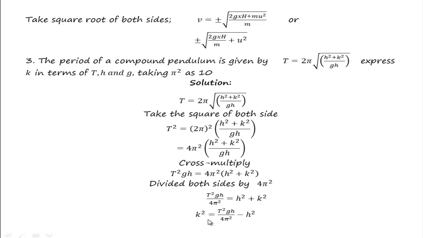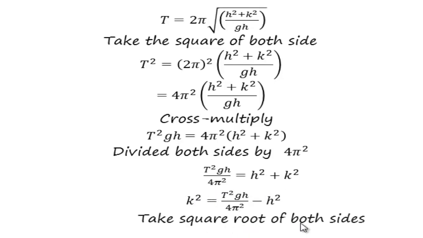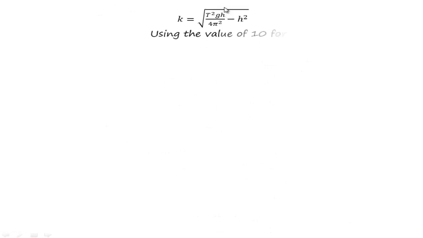In other words, with k squared equals tgh divided by 4 pi squared, minus h, this h comes to make this place, to make this one. That's why it's minus h squared, which is what you get here. Then, having done that, you can root this one to remove the square. If you want to remove the square from here, you turn it to a root on the other side. You take the square root of both sides, because the square will turn to a square root here.